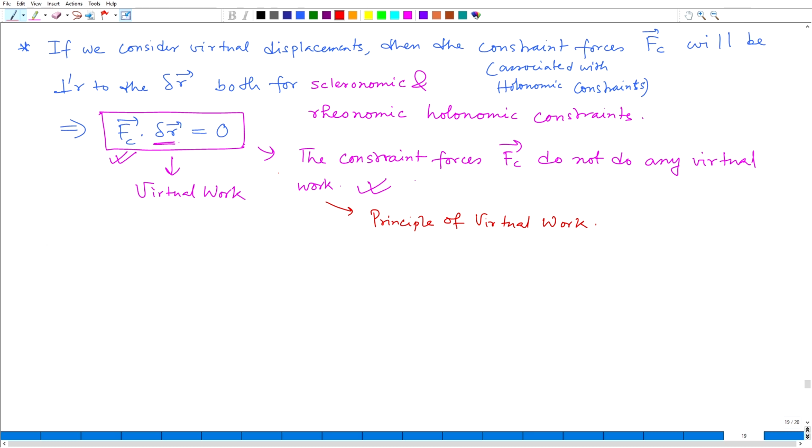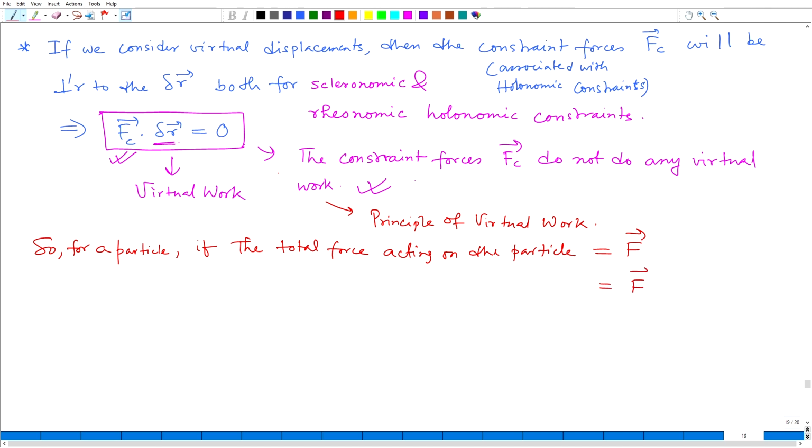Okay. Then what is the advantage from this? Then we can write that for a system, instead of system I can write for a particle, if the total force acting on the particle is equal to F, I can decompose that into two parts, F I plus F C. F I is the force which is trying to cause the acceleration, so this is a force due to some external entity, and this is the force due to some constraint.